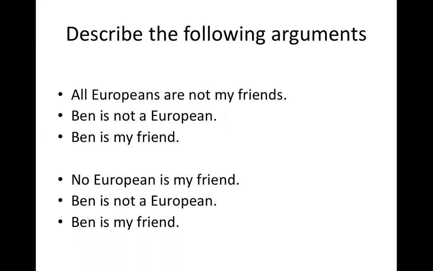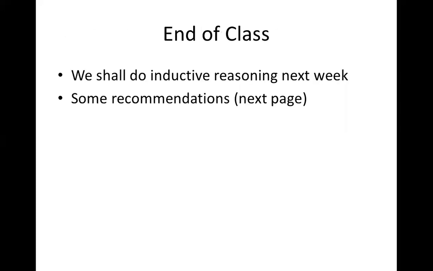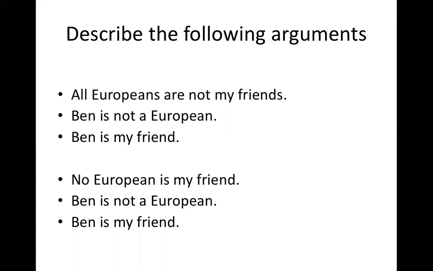So it is a modus ponens. It is an argument that affirms the antecedent. When you see two negatives, you just cross them out and you're left with a positive. All Europeans are my friends. Ben is a European. That affirms the antecedent. So it is an argument that affirms the antecedent. A modus ponens.